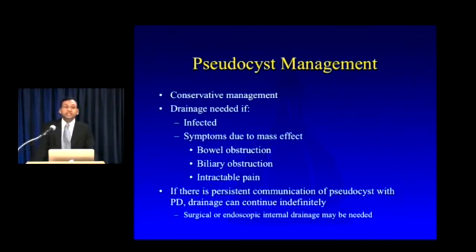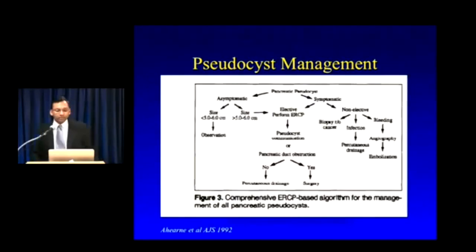So patients that still have a communication between a pseudocyst and the main pancreatic duct need to have internal drainage, either endoscopically or surgically placed. So this is a very complex slide talking about the algorithm for dealing with pseudocysts. I think it's much more simple than this. Bottom line, don't do anything about asymptomatic pseudocysts. Only deal with pseudocysts that are symptomatic.